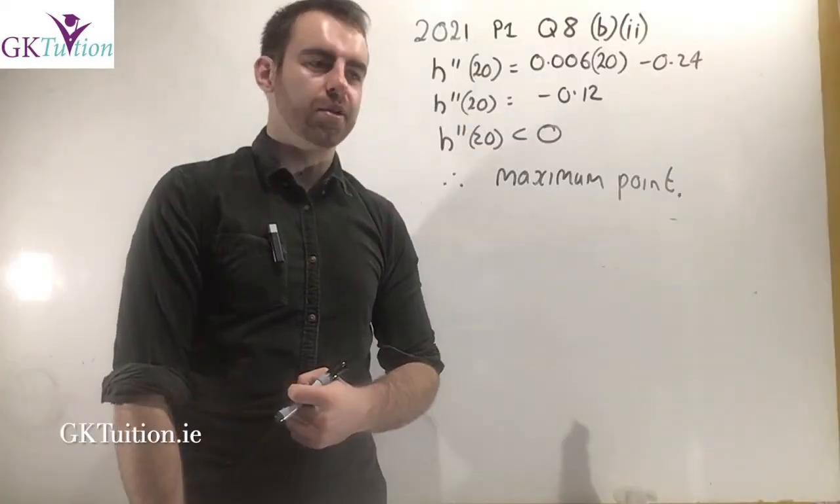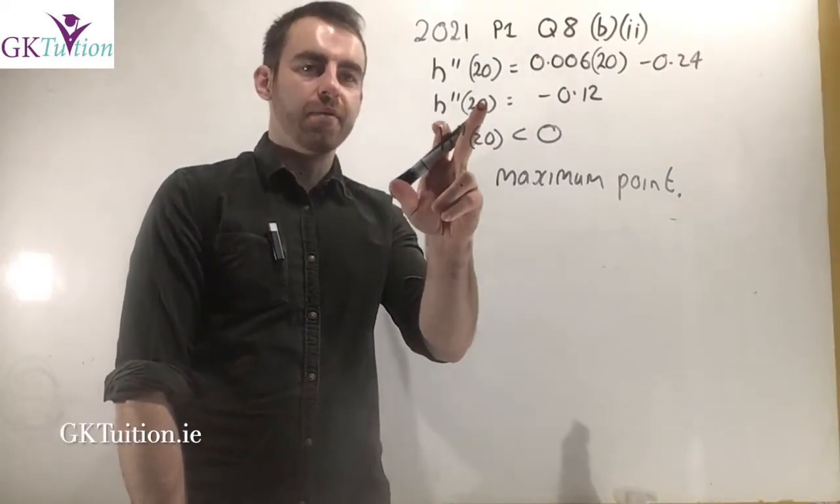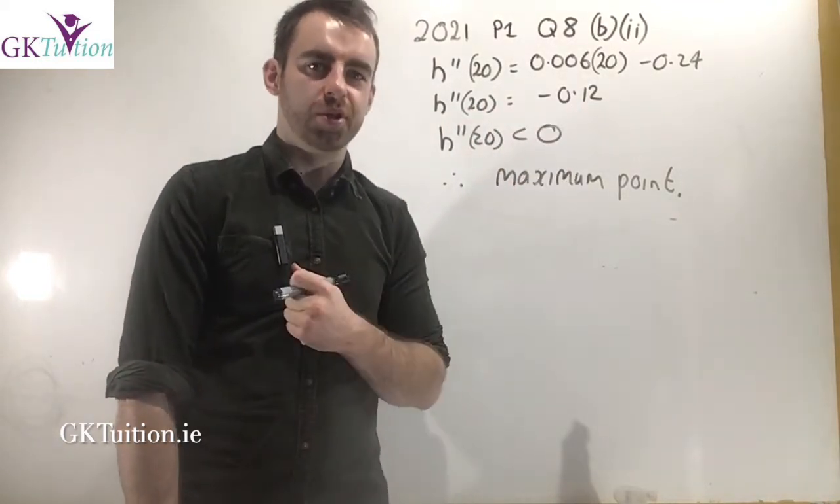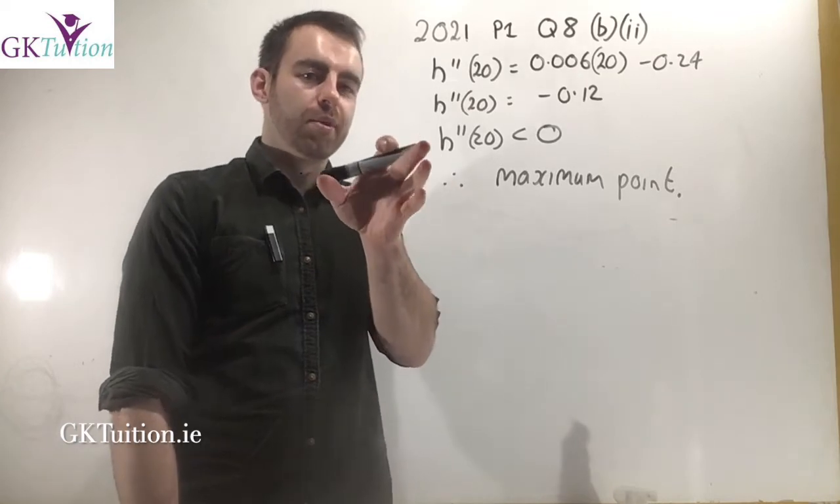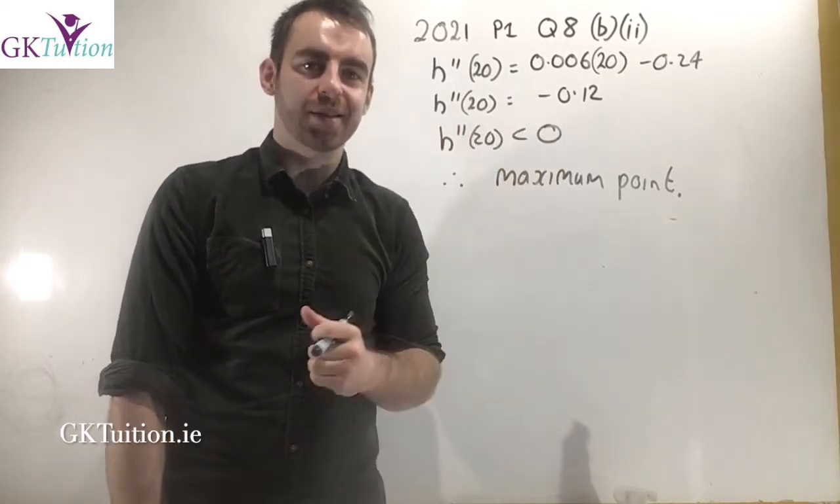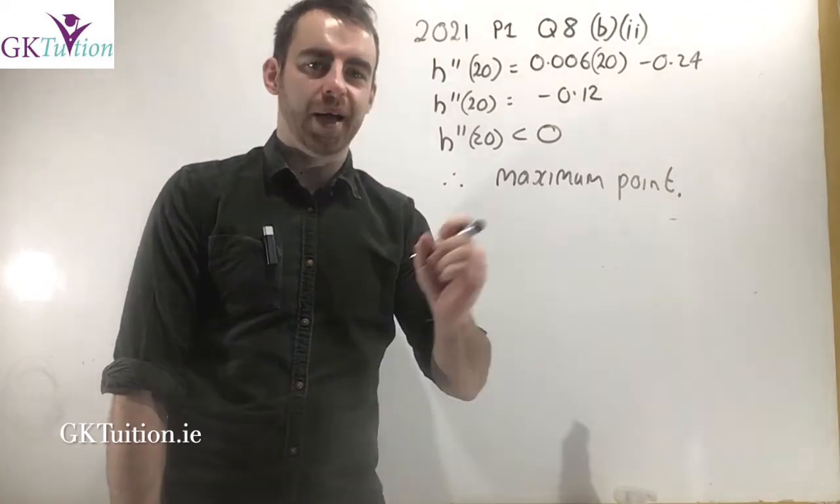So if you plug that into your calculator, the second derivative when x is equal to 20 is minus 0.12. So we can say, right, well, clearly the second derivative at 20 is less than 0. Because it's less than 0, we conclude that this is a maximum point.